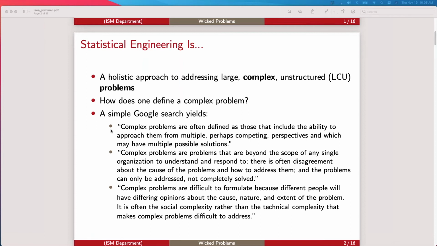There's often disagreement about the cause of the problems and how to address them, and the problems can only be addressed and not completely solved. Okay, some of you may agree with that definition based on your experiences.